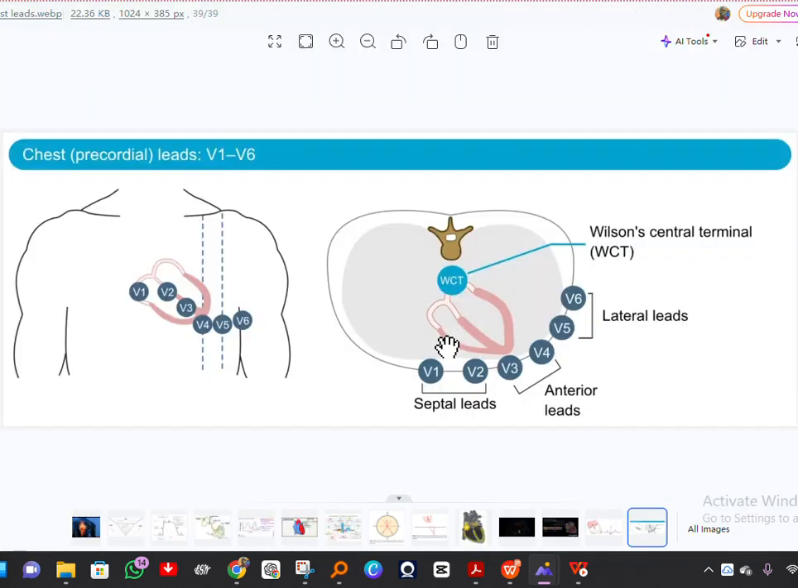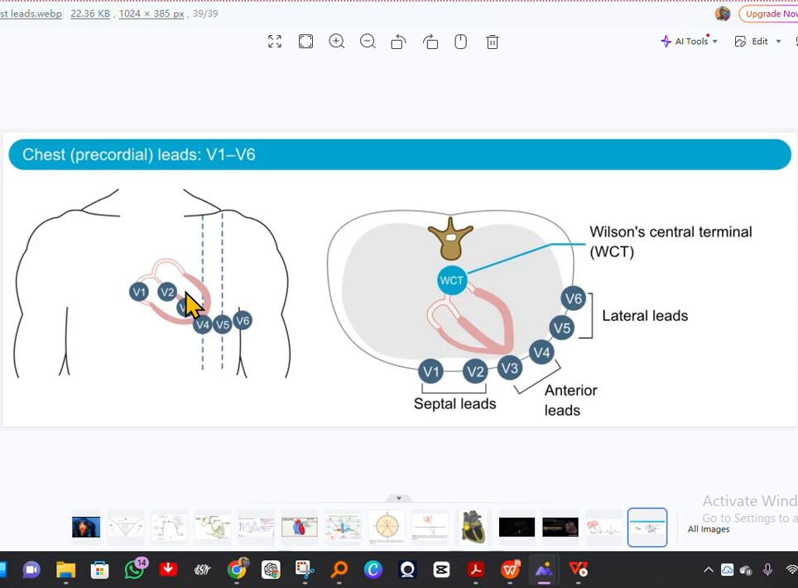You look at the position of the chest leads. These are the positions of V1 and V2. They are close to the atria and they are separated by the septum. V3 is between the fourth and fifth intercostal spaces. Then we see that the septal leads are V1 and V2 because they are close to the septum. We have the anterior leads, which are V3 and V4, which are more anterior. Then the lateral leads, V5 and V6. V5, remember, is at the level of the mid-clavicular line. Then V6 at the level of the axillary line.